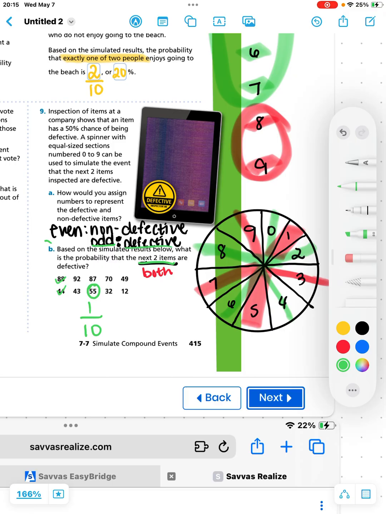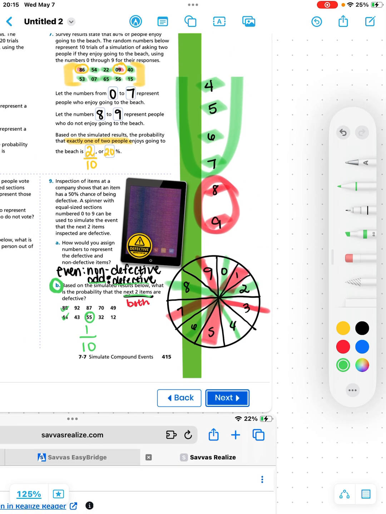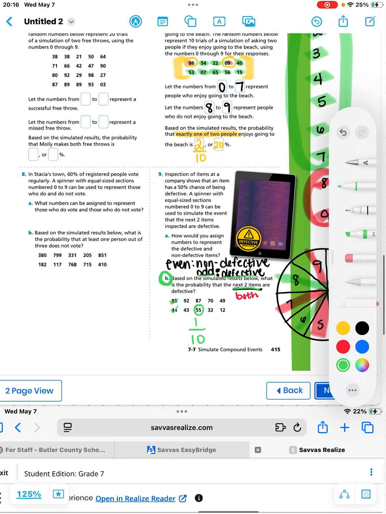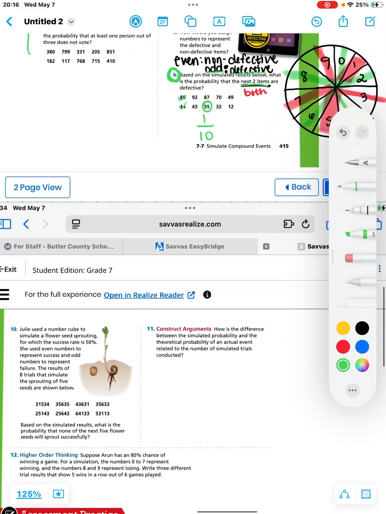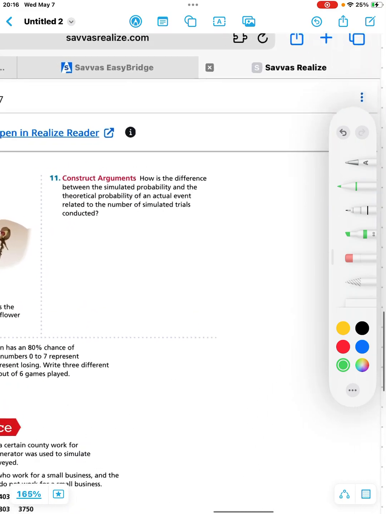So this answer will vary. I would love for you to try on your own, but if you want to just use my work, then you will have other things as well to try out on your own. So just keep that in mind. That was 9. Let's look at 11.